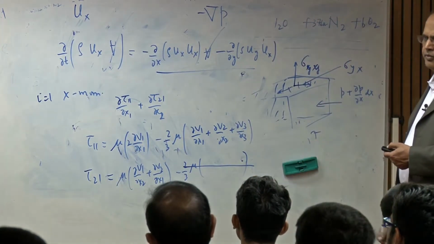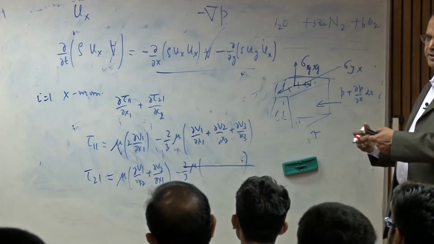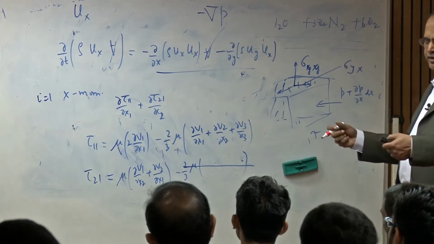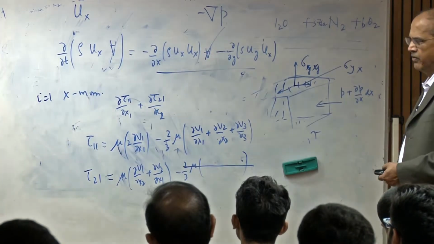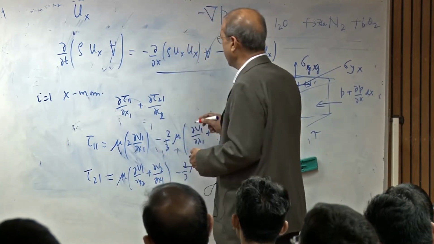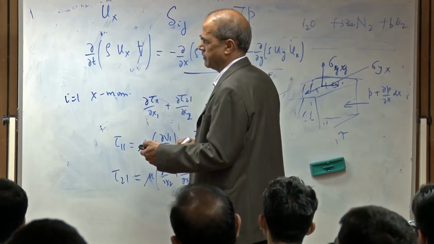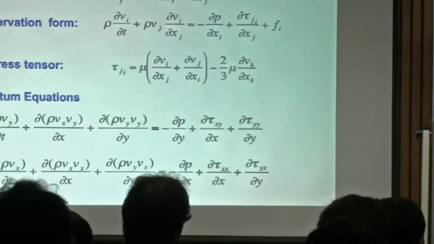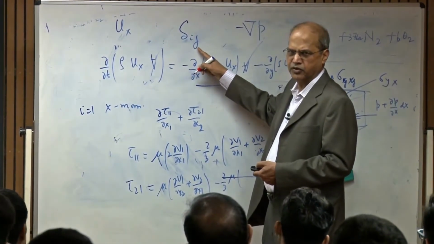Okay, because this is at the compressibility. Compressibility means this fluid can expand or contract. So that's only due to the normal components, not shear. So what is missing here is we put this Kronecker delta ij in front of this term. That is missing here. That's the typo. So you can make a note of that. What it means is if i is equal to j, then this is 1, otherwise it is 0.